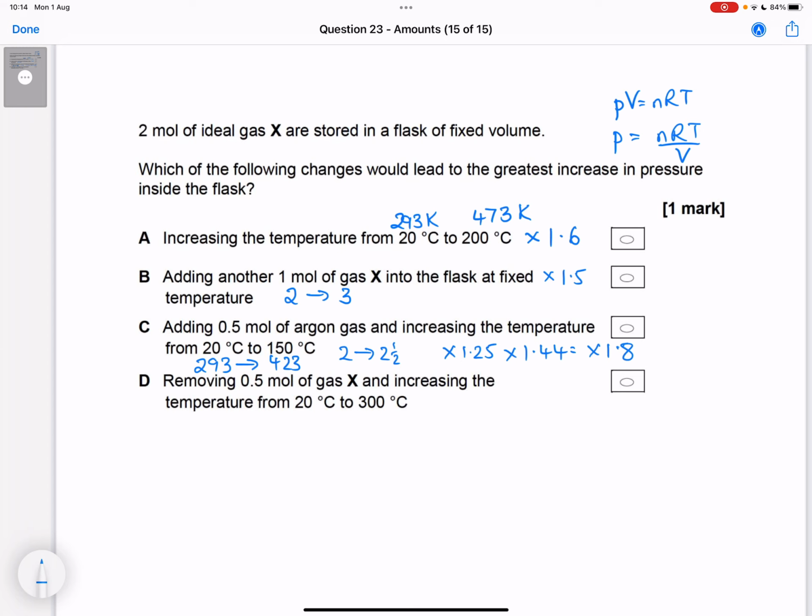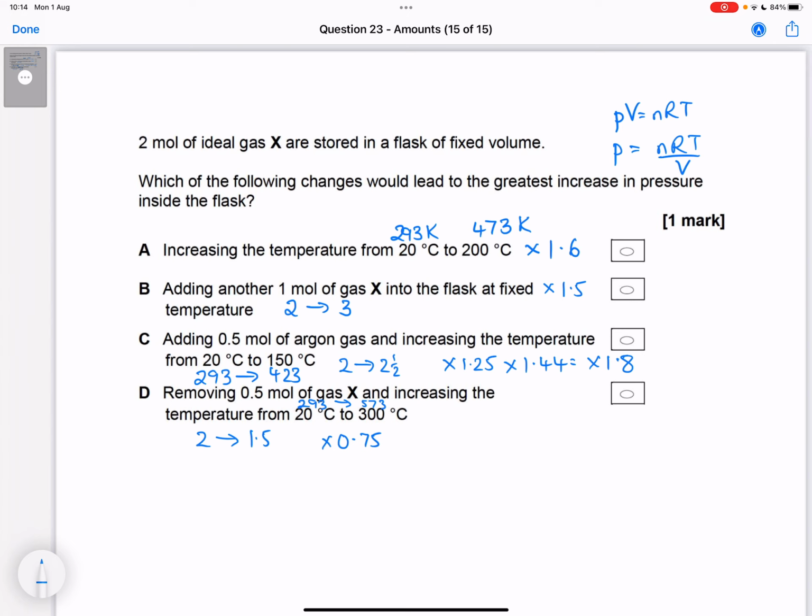Removing 0.5 moles of gas, so the 2 moles have gone to 1.5. So we've got a 0.75. So we've actually got smaller. Then 20, remember, was 293. 300 would be 573. That's a big increase. 573 divided by 293, that's times 1.96. So if we times those two changes together, we get times 1.47.